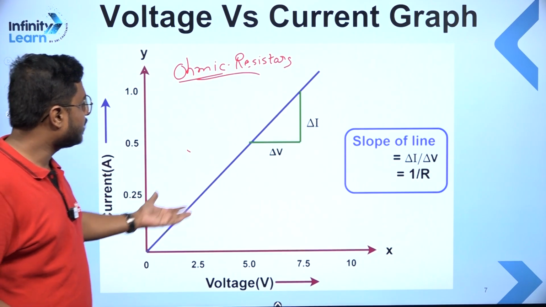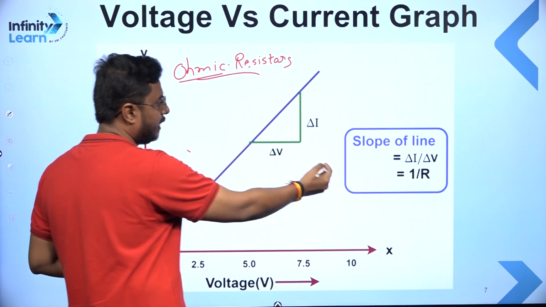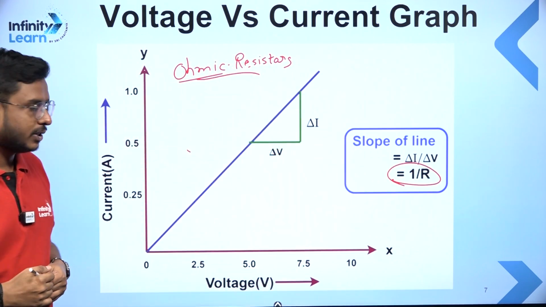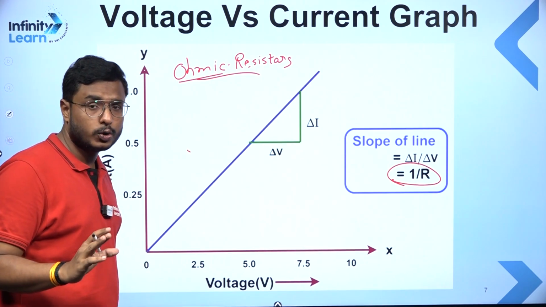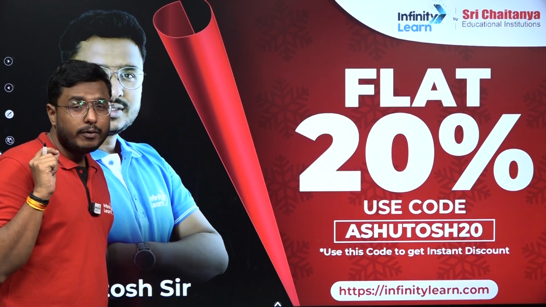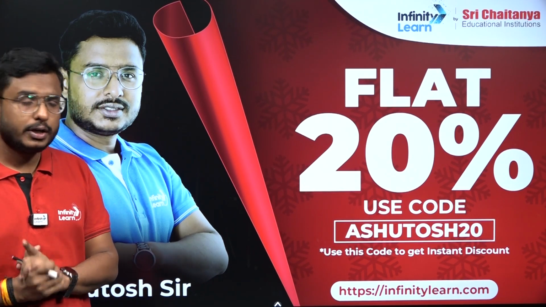This slope tells you about the resistance here. The slope of the line is delta I by delta V, which gives the value of 1 by R, that is resistance. I hope Ohm's law is clear to you now. In the next class, we are going to discuss on which factors the resistance depends.